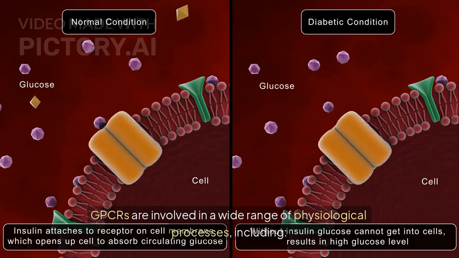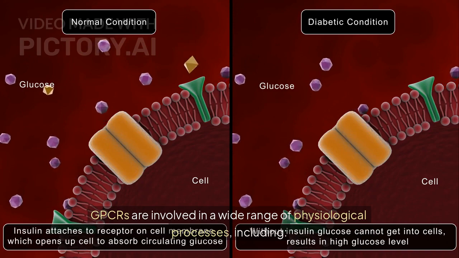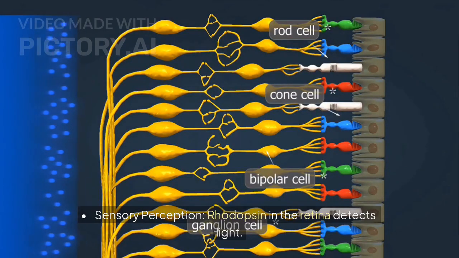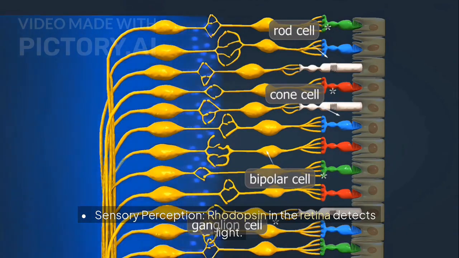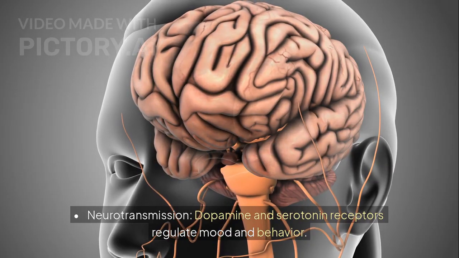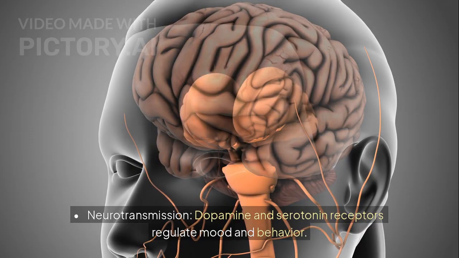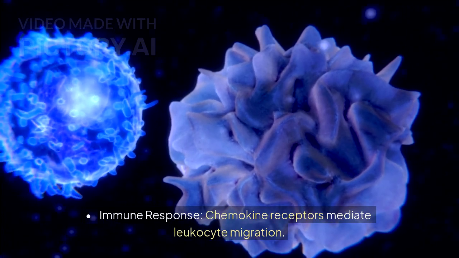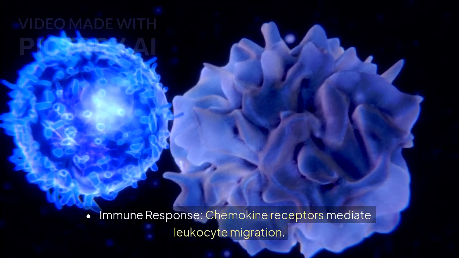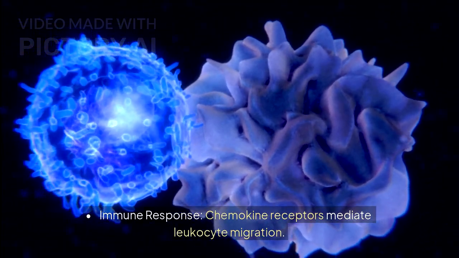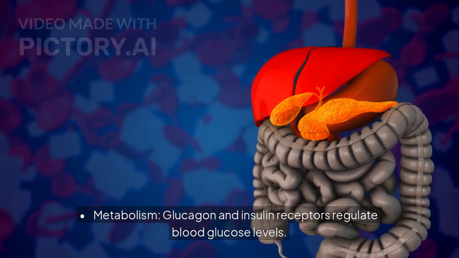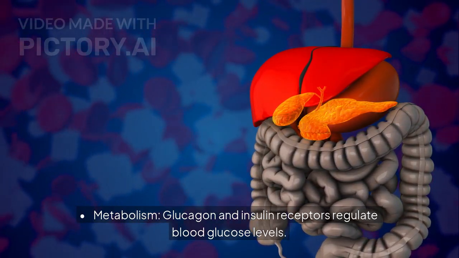GPCRs are involved in a wide range of physiological processes, including sensory perception. Rhodopsin in the retina detects light. Neurotransmission. Dopamine and serotonin receptors regulate mood and behavior. Immune response. Chemokine receptors mediate leukocyte migration. Metabolism. Glucagon and insulin receptors regulate blood glucose levels.